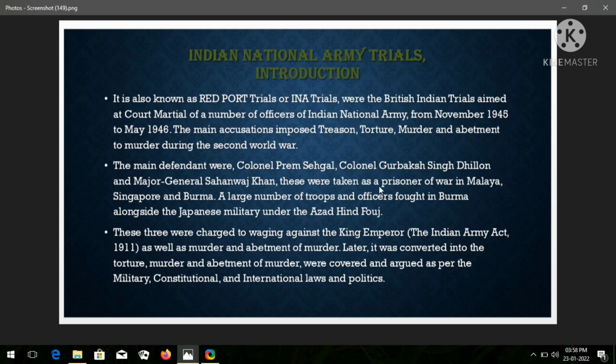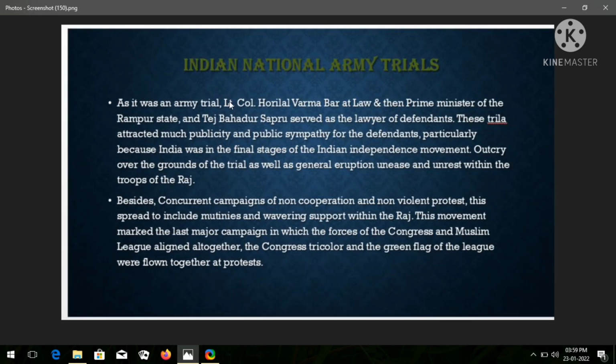So friends, students, I hope you understand the whole concept and the background story of these Indian National Army trials, which you can call the Red Fort trials or INA trials. Let's move on to the next slide, and see what further took place.